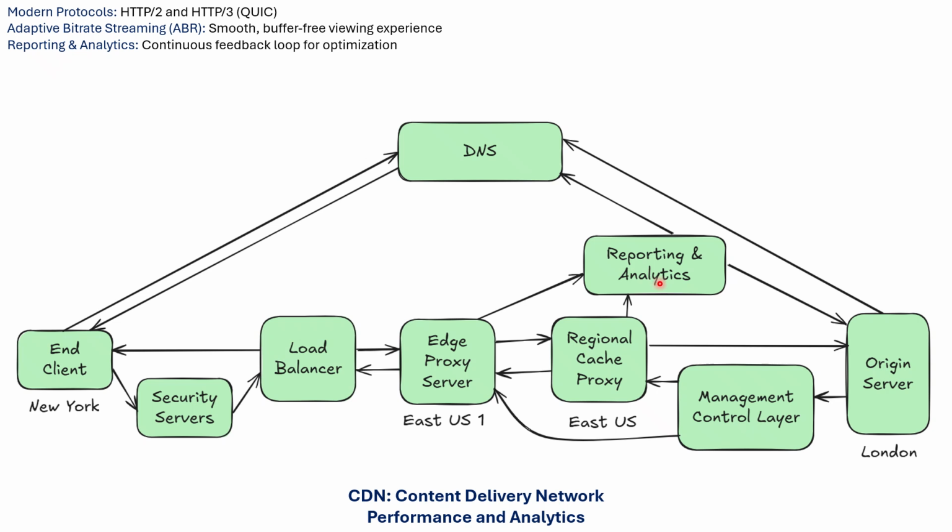This data helps us monitor performance, understand user behavior, and it provides feedback to the DNS and also back to our origin server, which is part of our management control layer. This will help us with continuous optimization, a feedback loop.